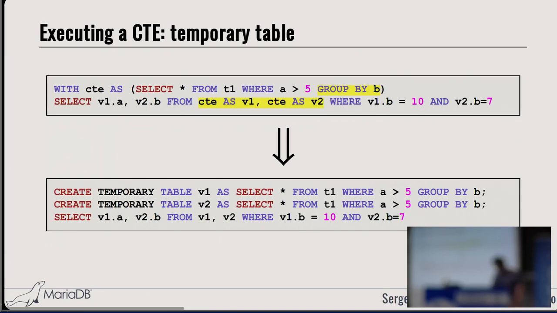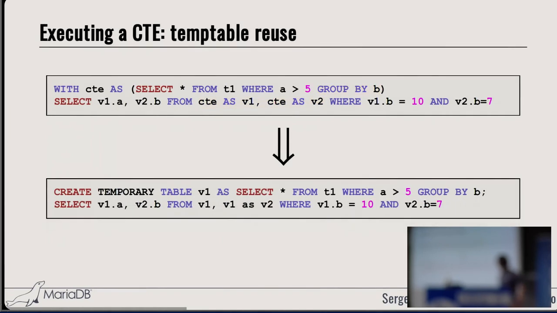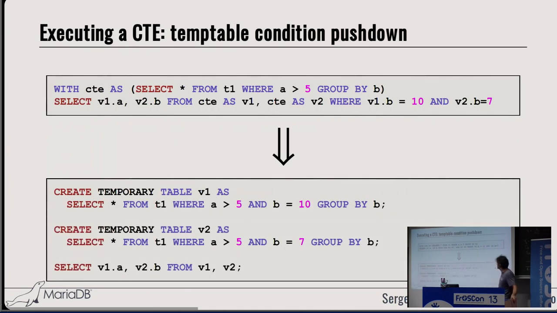So the first, obvious optimization to do here is called temporary table reuse, that is, the temporary table is created only once, and then it's joined with itself. This is the optimization that MySQL 8 is doing. MySQL 8 has introduced support for common table expressions now, and they have implemented this optimization. In MariaDB, we don't have this optimization, and the subquery is still doing a lot of work, because it creates a huge temporary table V1 by aggregating all the rows from the original table T1, while in fact later it throws away almost all rows from this table and only selects rows for specific values of B. So there's no need to create this huge temporary table aggregating the whole T1.